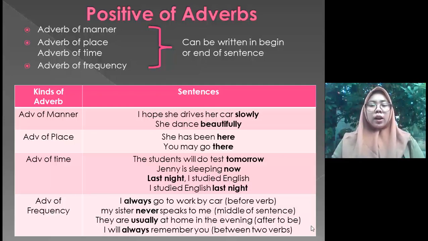Okay. And the next part is adverb of place. For example, she has been here. You may go there. The words here and there show the adverb of place. And the position is the end of the sentence.